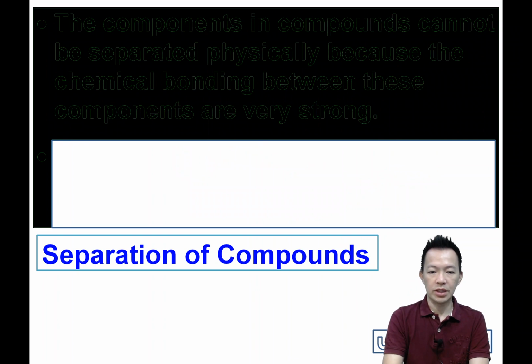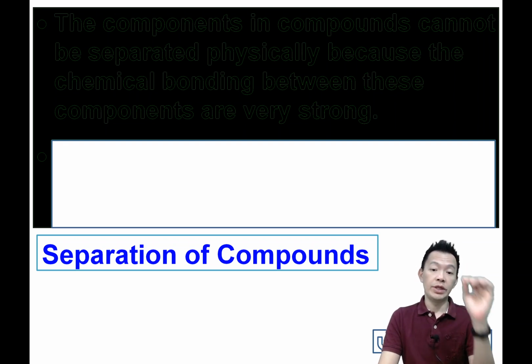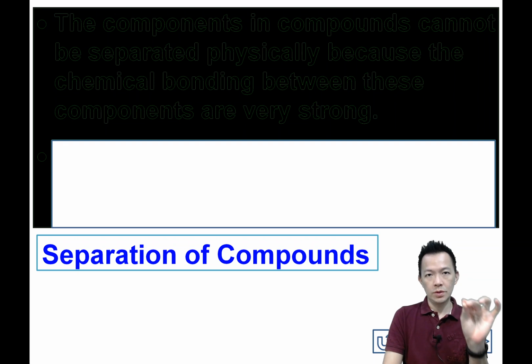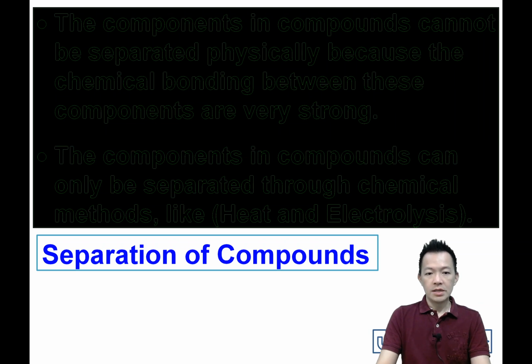So components in the compound cannot be separated physically, okay? Because the chemical bonding between these compounds are very strong. So what to do? We need the special chemical method. But any example of special chemical method? A lot of method. Different chemical substance, different method. So the component in the compound can only be separated through chemical method like heat and electrolysis. So to separate the compound, we need the chemical method.